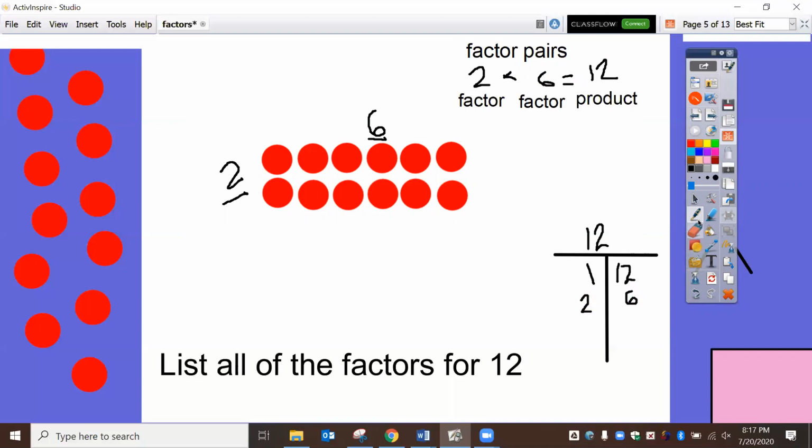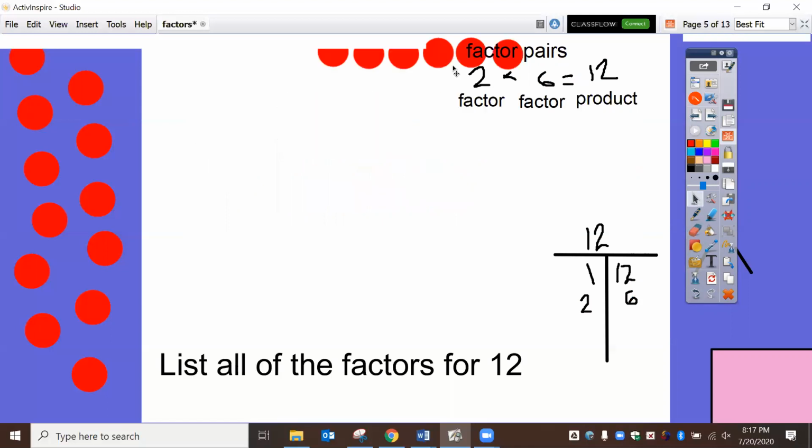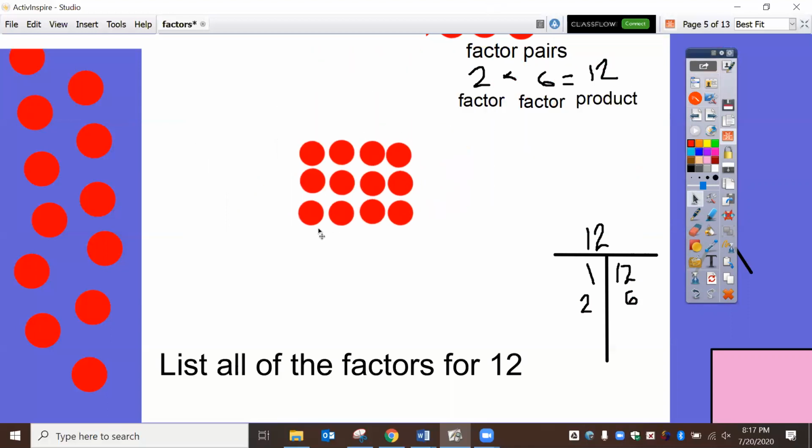We're going to do one more because there is one more factor pair for the number 12. Think about what it might look like. Could it look like this? Think in your head, what does this represent in equal groups? How many rows? If you said 3, you're correct. And then how many in each row? If you said 4, that would be correct too. So my factor pairs are 3 and 4.